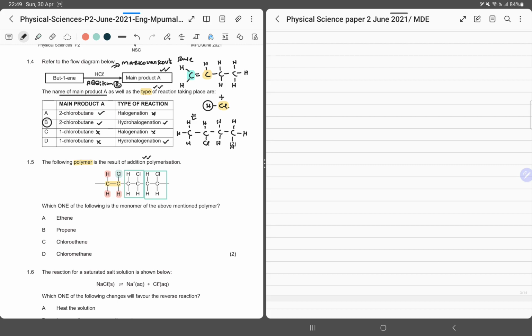The question says now, which one of the following is the monomer? Okay, the monomer is the smallest unit of a particular chain or a particular molecule. Of the above mentioned polymer, we can already see it has 2 carbons because there's repeats. Okay, so now that makes our lives a lot easier, because how are we going to deal with this? How do we name this?